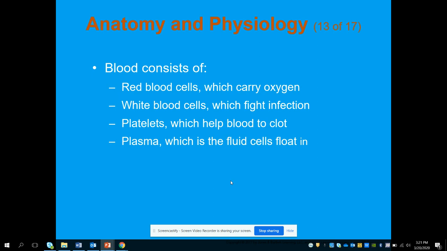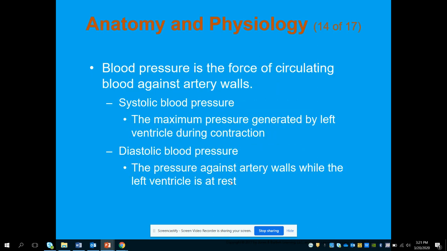With platelets, too many platelets, and the blood is going to clot too often, creating blood clots. Too little platelets, and we would be facing something like hemophilia, where we're unable to clot, and everything could be life-threatening. And then also plasma. Don't want to have too much or too little of that as well, which is the fluid portion of blood.